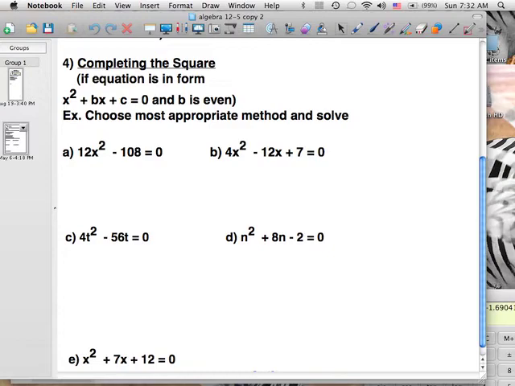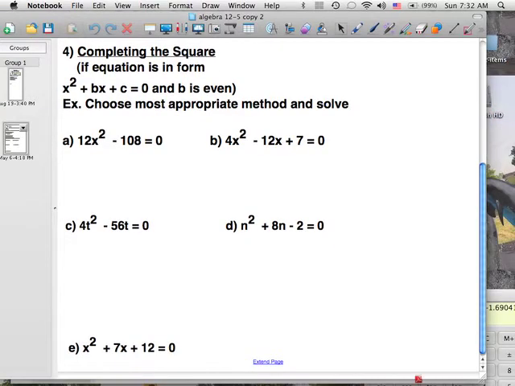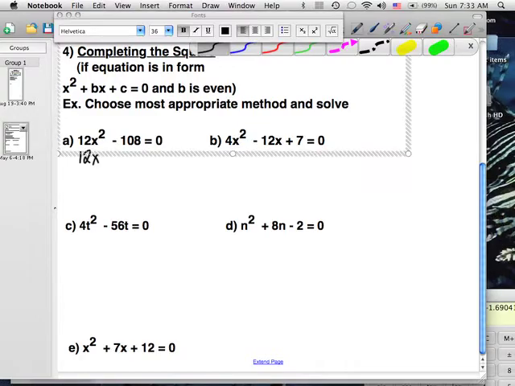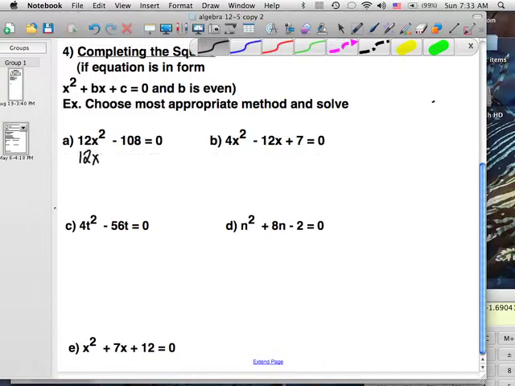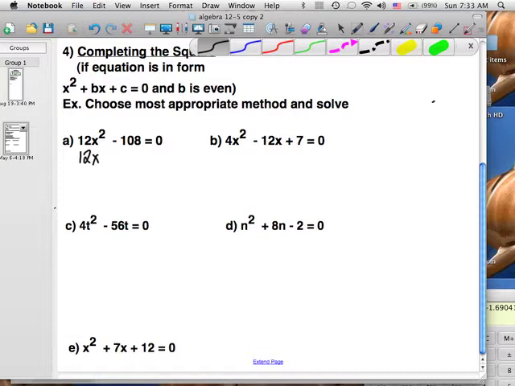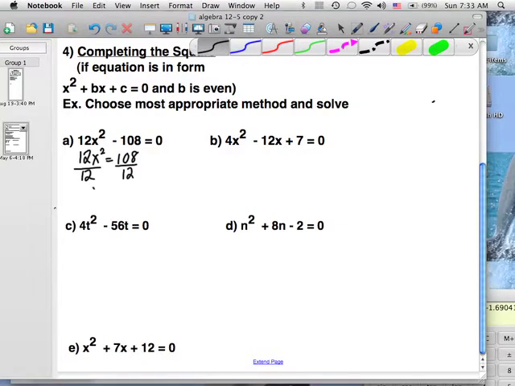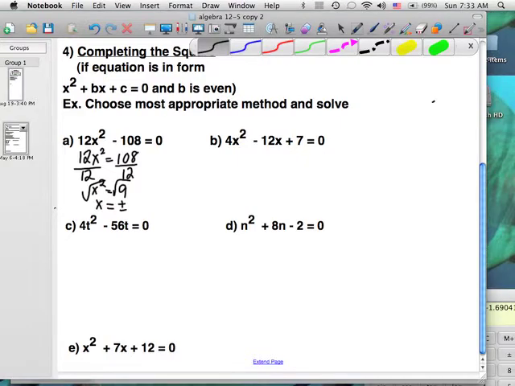So for the following, this one I would use the square root property, so it'd be 12x squared equals 108. Let's add the 108. Divide by 12, isolate the perfect square. So we get x squared equals 9. Take the square root of both sides, so x equals plus or minus 3. That's the easiest way to do that one.